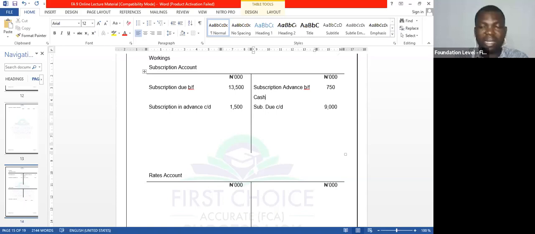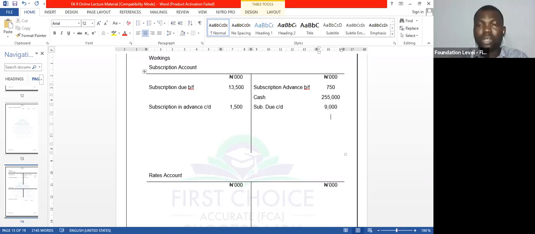So we have the cash here. So what is the cash given to us? That's 255,000. Now that we have the cash to be 255,000, we can now find the balancing figure. The balancing figure will now be the amount that is expected to be received for the year 2016.